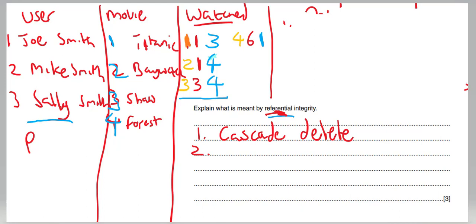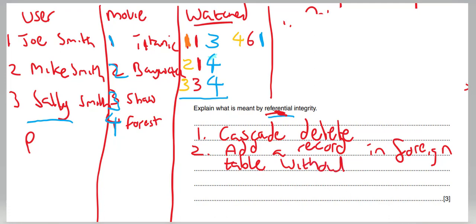table. So what we don't want to do is add a record in foreign table without a record in primary table. I'm going to add the word corresponding.